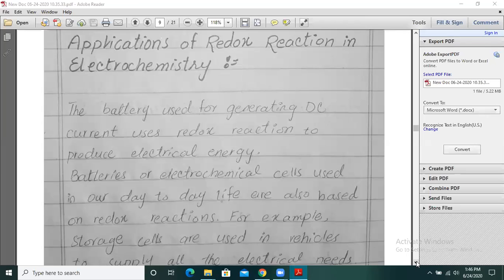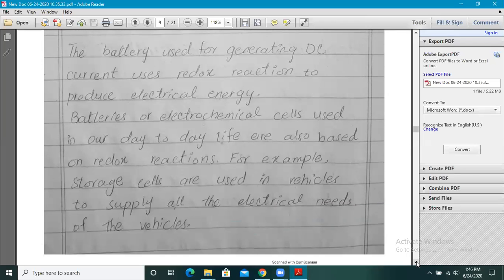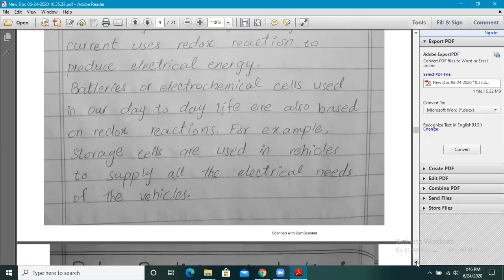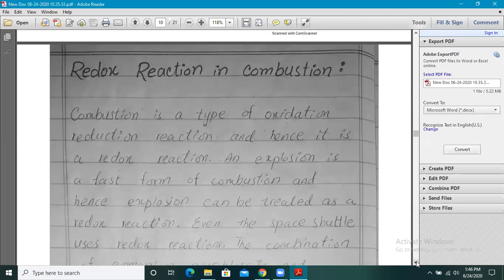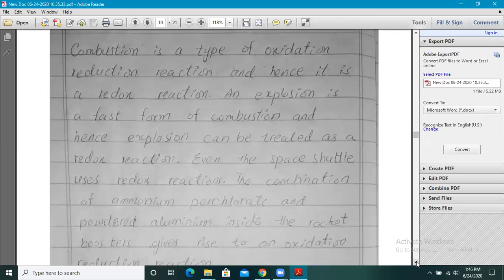The battery which we use for DC current is used in a vehicle, and all the work that the vehicle performs is just because of the DC current, and storage cells are used in vehicles. Redox reaction in combustion. Combustion is a type of oxidation-reduction reaction, and hence it is a redox reaction. And explosion is a fast form of combustion, as we know. Just removal of one pin and the blast happens, and it's a very rapid and very fast process.